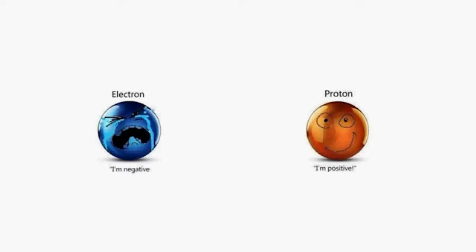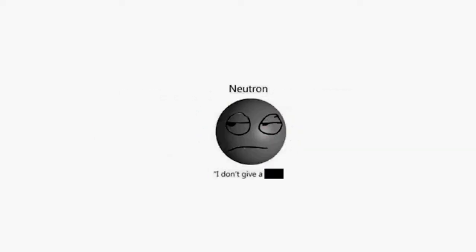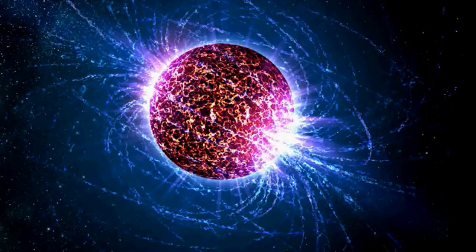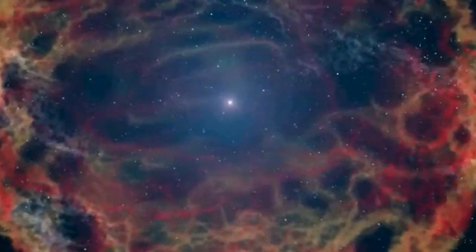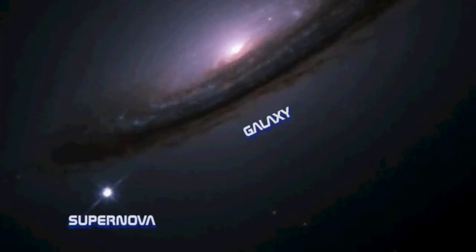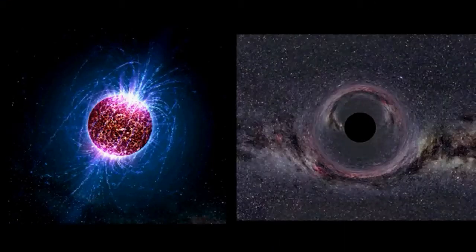Electrons will be forced to combine with protons to make neutrons, and the core will become a neutron star, all in some milliseconds. Because of some complicated stuff, the outer layer is ejected into space, with such an incredible energy that it can outshine a whole galaxy. All that is left will be either a neutron star or a black hole.